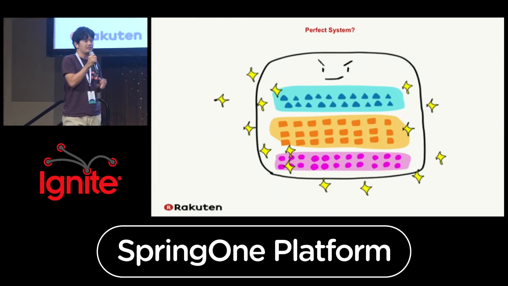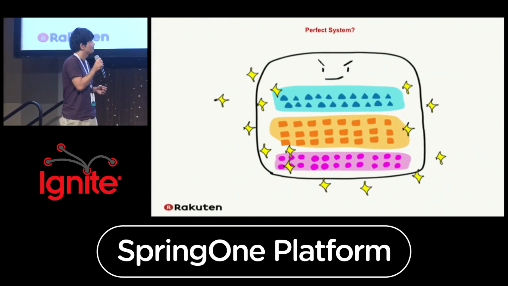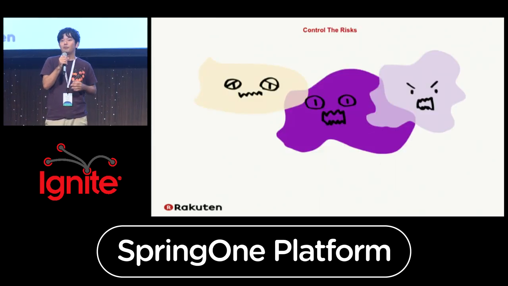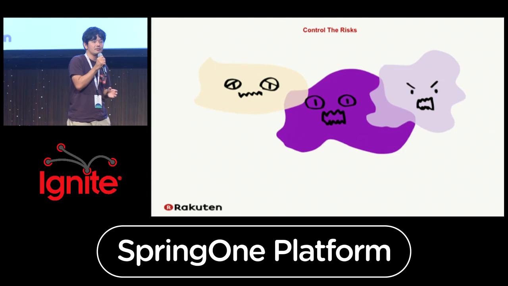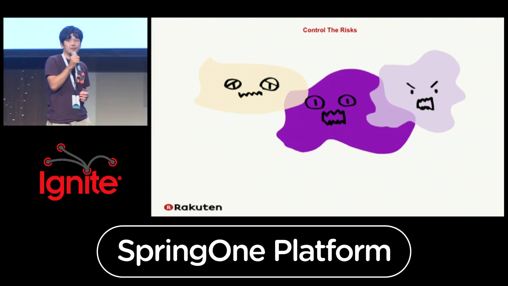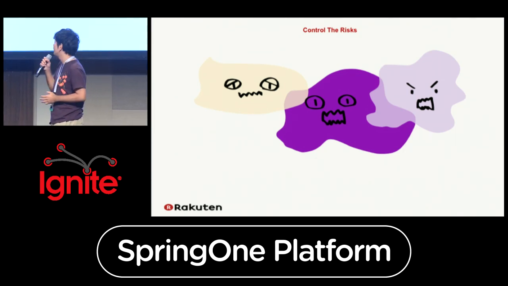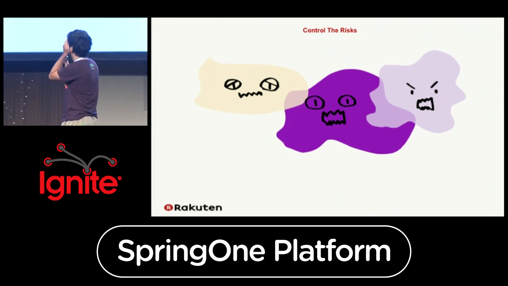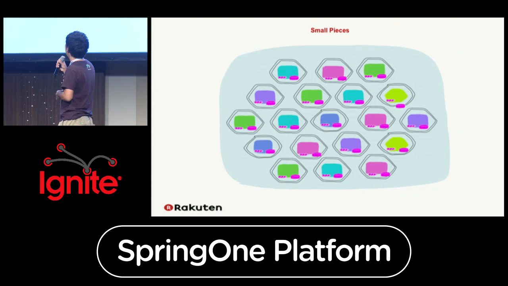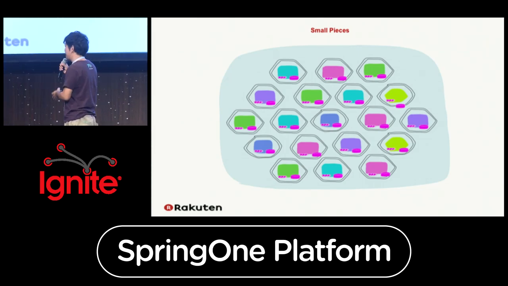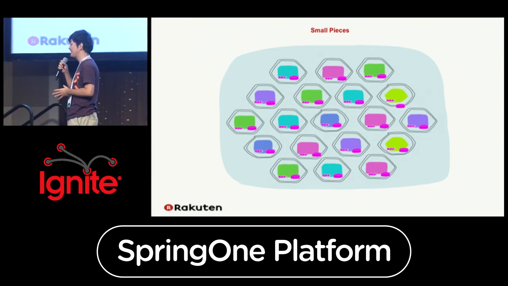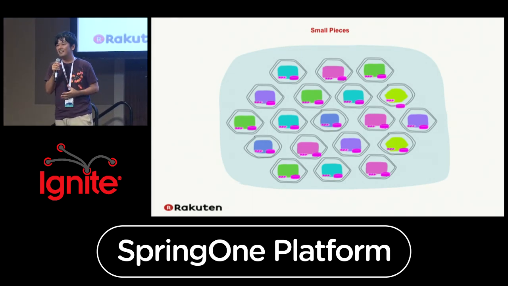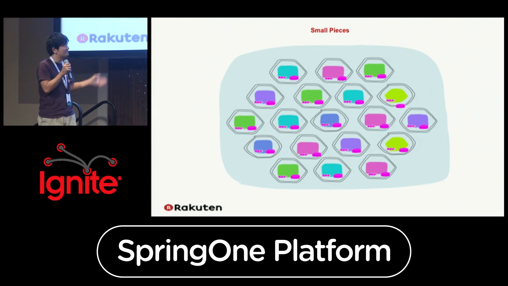That's why I think it's good to adopt an evolutionary approach. But based on this idea, we need to control the risks of bugs caused by changes. How can we control them? This architecture seems good, but should I start from here? No, we don't need it at the beginning.